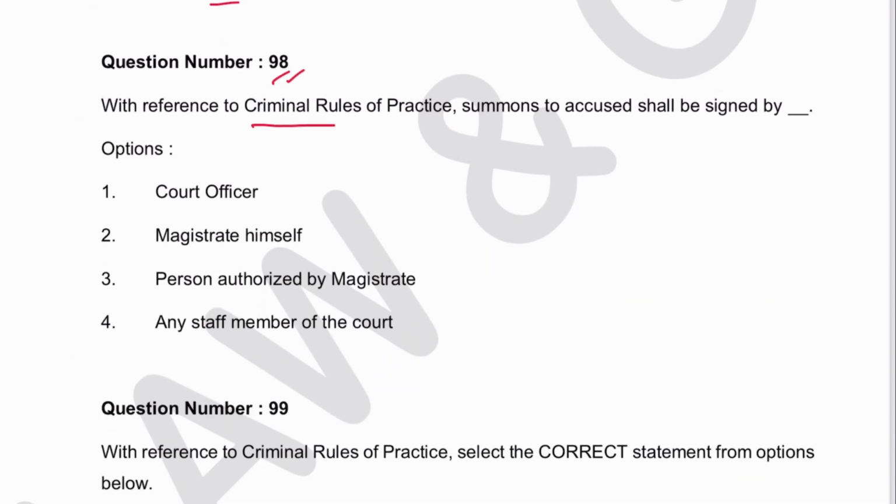Next 98. With reference to Criminal Rules of Practice, summons to accused shall be signed by court officer, magistrate, or any person authorized. Magistrate himself. 2 is the answer, mentioned in Rule 8. Repeat question. Same question has been asked.